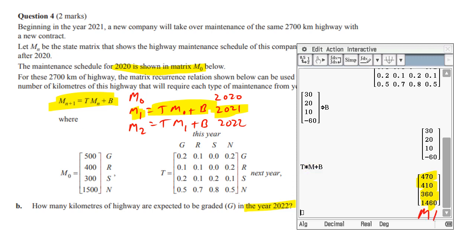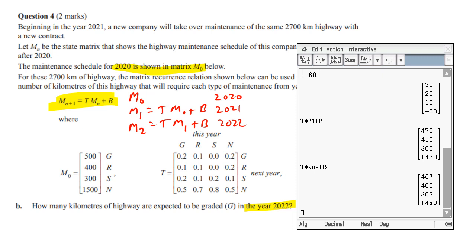Alrighty, now I've done all that. I'm then going to repeat the process. So my answer from before, which is this one, which is M1, has got to be multiplied by T and plus B, which is what we're doing here. That'll give us 2022, which is M2, which is this thing here. Whew, going very good so far.